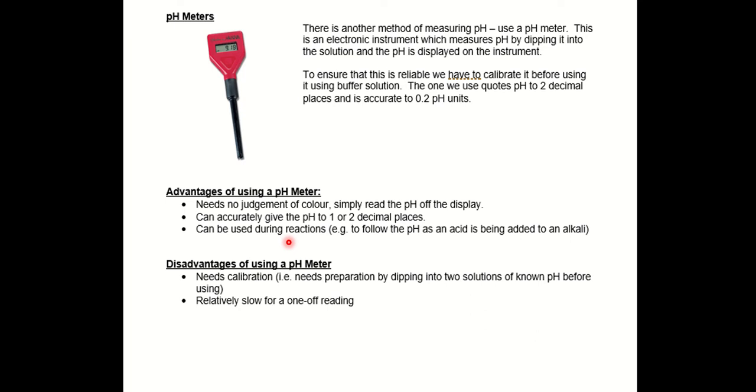And it can also be used, for example, during a reaction, if you're trying to follow the pH as a reaction takes place, you can put that in and just watch the meter and even record down the different values as it goes on. So there's lots of advantages to using the pH meter. The disadvantage, as we said, is that it needs that calibration. Right, so you need to prepare it by dipping into 2 solutions of known pH before you use it. So therefore, if you're just doing a one-off reading, it can be relatively slow, and that would be the disadvantage of it.